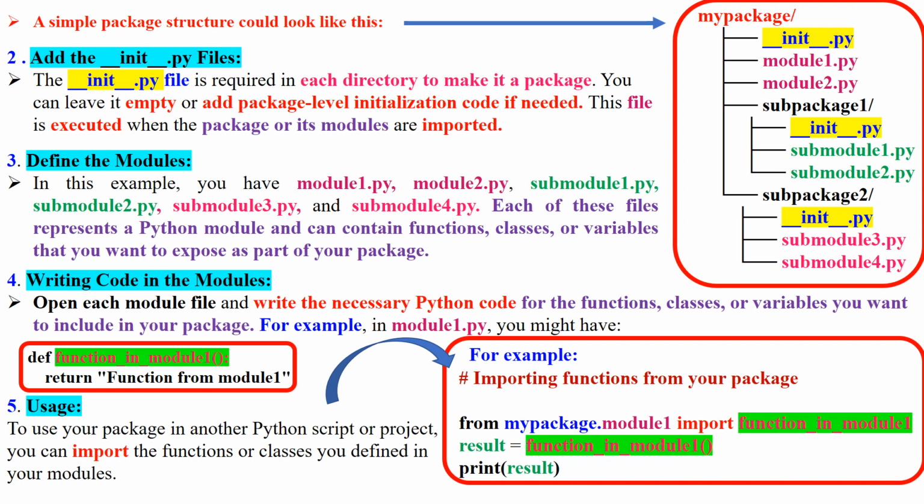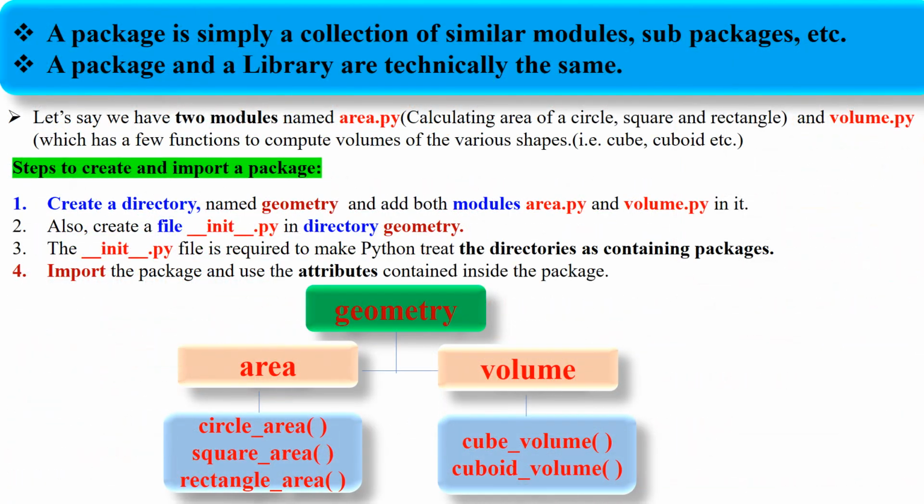That's it. You've created a basic Python package. As your package evolves, you might want to add more modules or subpackages to organize your code effectively. A package is simply a collection of similar modules, subpackages, etc. A package and a library are technically the same.